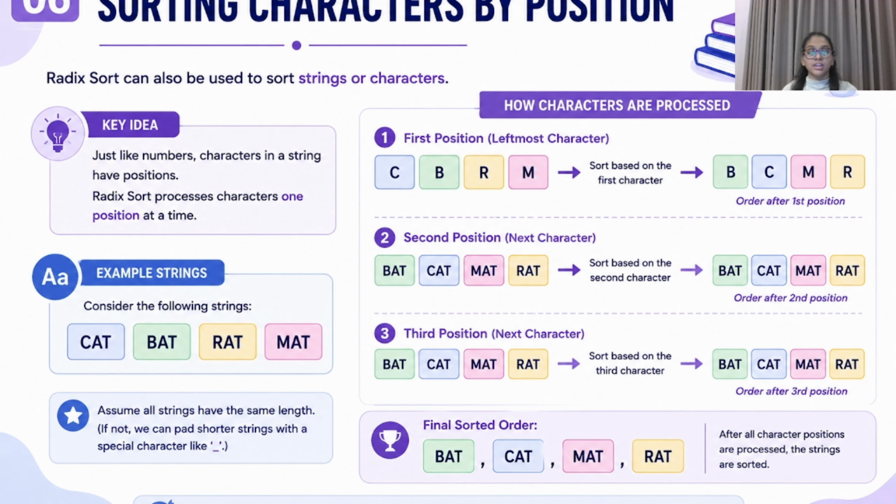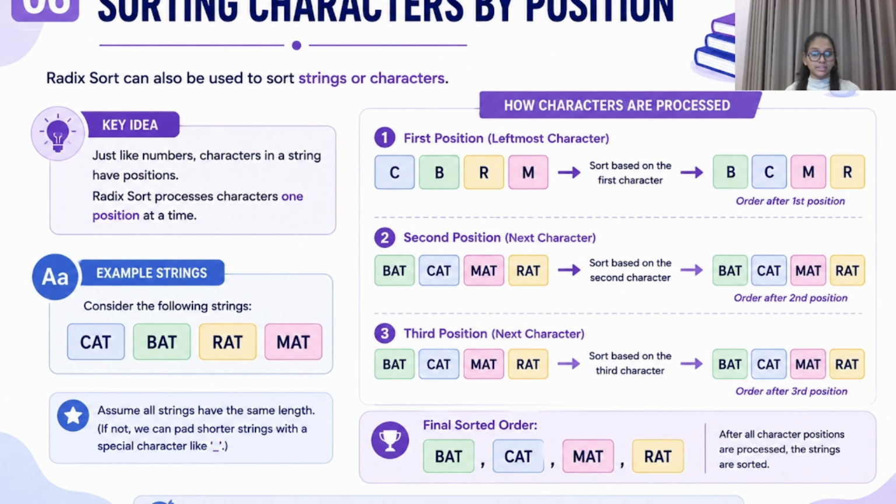So far, we've been talking about numbers, but Radix Sort can also be used with characters and strings. Think about the list of words cat, bat, mat, and rat. We can process these words one character position at a time. If we are using the LSD approach, we start from the last character. In this particular example, every word ends with T. So after looking at the last character, there isn't really anything to rearrange.